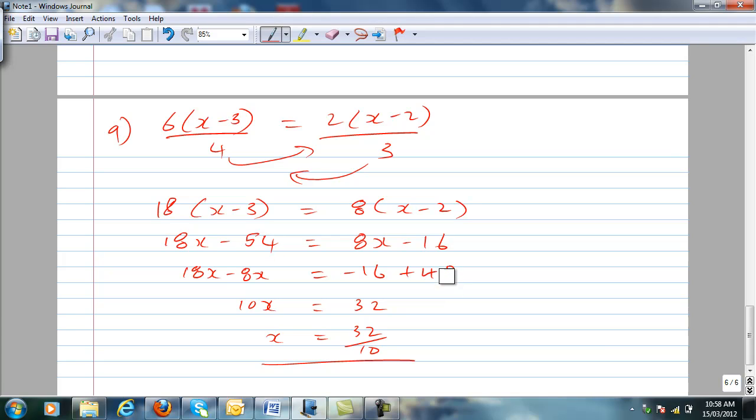Take 54 that side. And then 54 and 16. What would that be? 38. Okay. So if you divide it, and then you can put that there. So you can check that calculation. Alright. So that was number 9.